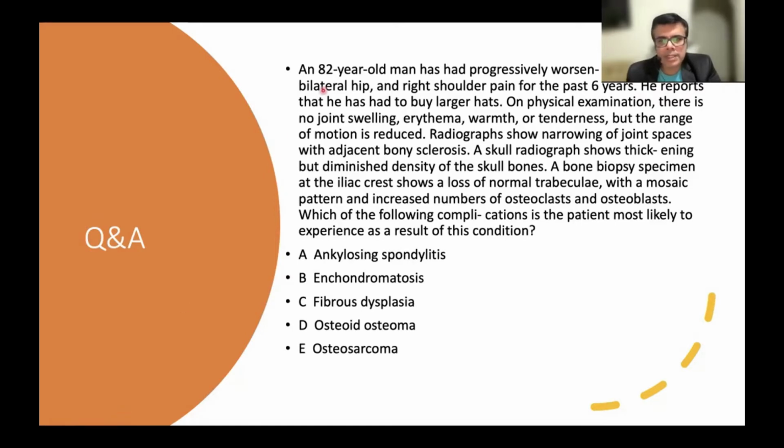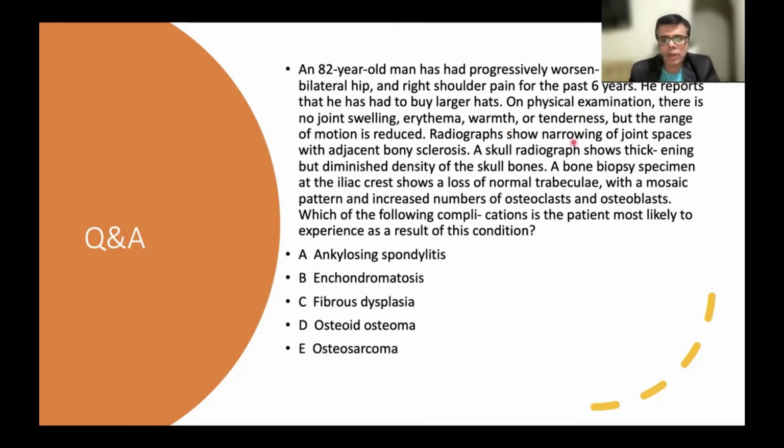So Paget disease, this case was an 82-year-old man who had progressively worsening lower back pain. There is bilateral hip and right shoulder pain as well, and this was for the past 6 years. He reports that he has had to buy larger hats. On physical examination, there is no joint swelling, edema, warmth, or tenderness, but the range of motion is largely reduced.